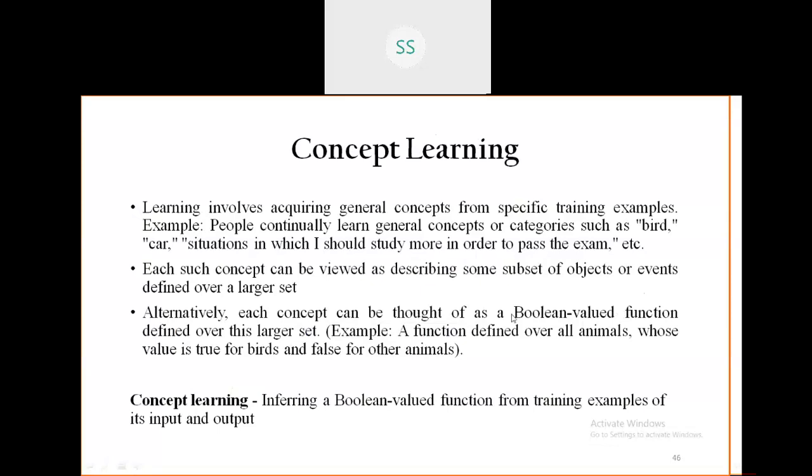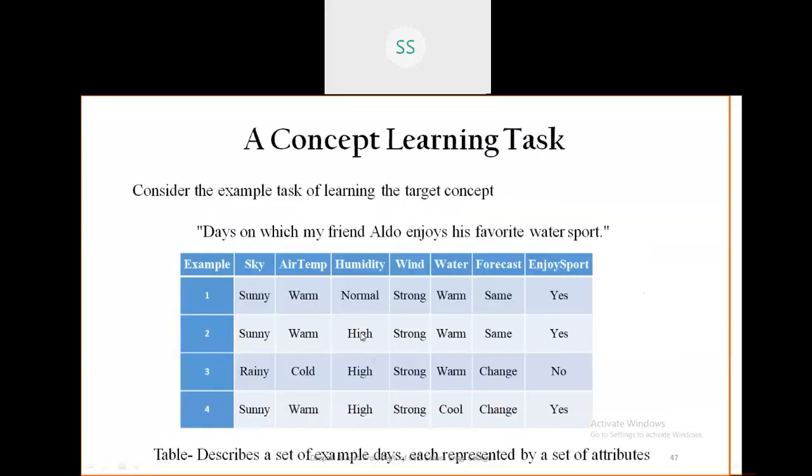No, sir, only one. That is rainy: rainy, cold, high, strong, warm, and change. Only on this particular day are you going to play the game, that's why enjoy sports is yes. Because the temperature is cold and the humidity is high, I have chosen only this item. That's why the number of positive examples is only one. Is it right?